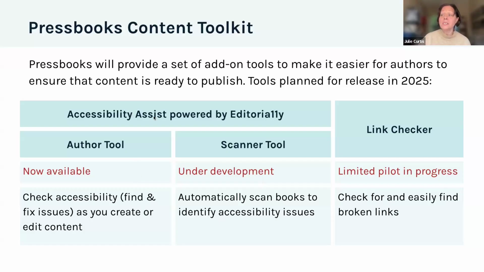So we have two accessibility tools that we're calling Accessibility Assist. It's powered by Editorially. That's the underlying technology. The author tool is now available. Many of you are using that, and it brings that Editorially-powered widget into the authoring experience to flag and make suggestions about accessibility issues as you go. We have a scanner tool that is under development, and I'll talk a little bit about it in a minute. And then we have the link checker that is a pilot in progress.